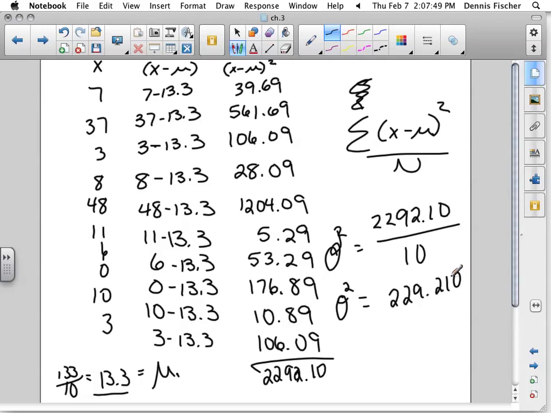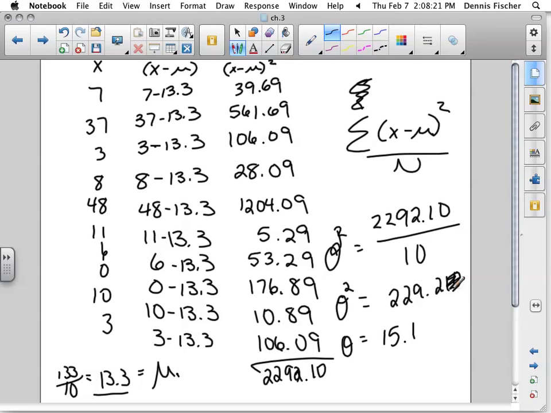You better not get 47. You take the square root of this number, not the square root of that big number. 15 point what? It's always one more decimal place than the original data. 15.1. Now this one should be brought up to 229.2, always one more than the data, right? So our variance is 229.2, our sigma is 15.1.